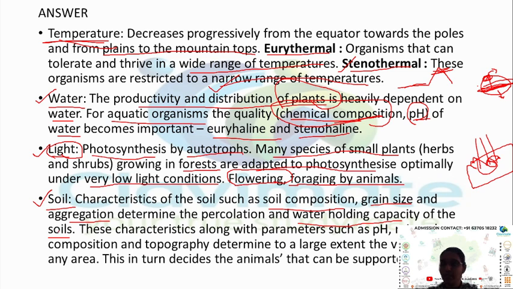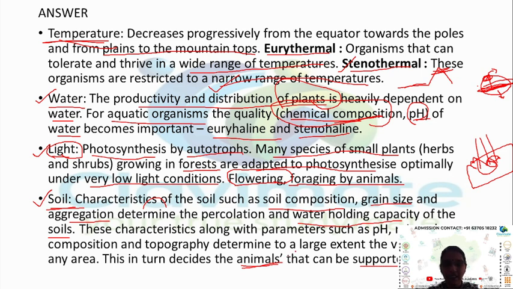So certain plants grow on, like, mangroves, where the water content in the soil is too high. And certain desert plants grow on soils where the water content is too low. So these characteristics determine the types of plants, and the types of plants will in turn determine the animals that are present around them. So the soil will determine the type of plants. The type of plants will determine the type of animals that it is supporting.